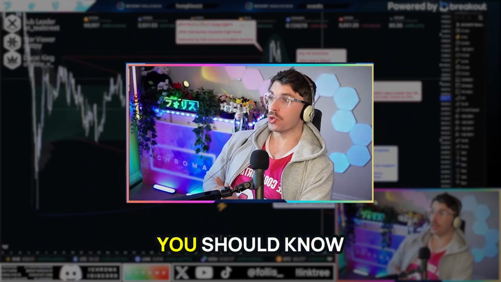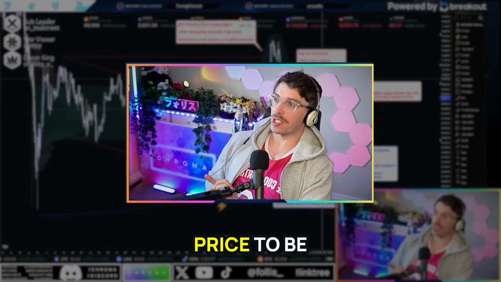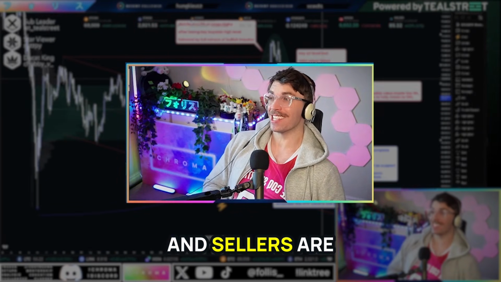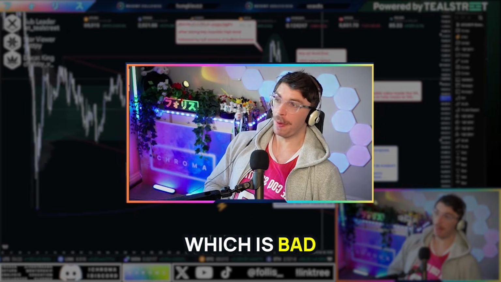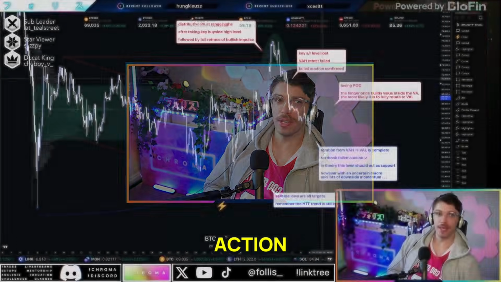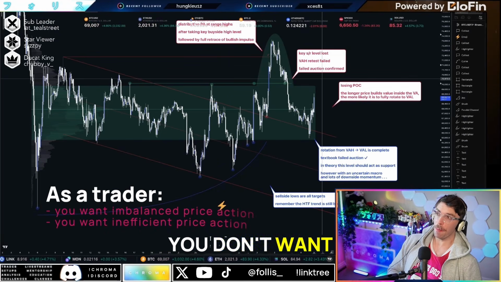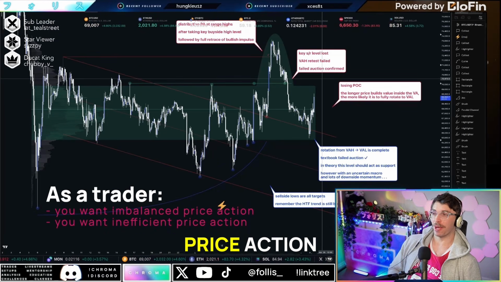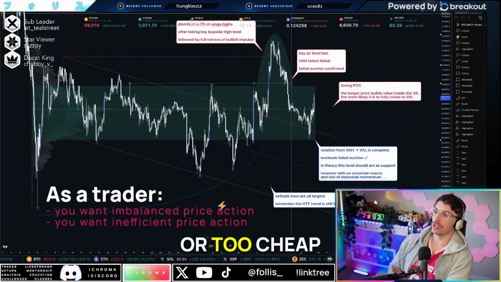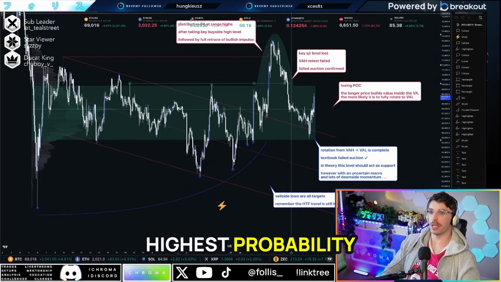As a trader, you should know that you don't want price to be fairly valued, because when price is fairly valued, it means both buyers and sellers are willing to engage with it, which is bad for you because it means choppy price action, it means hard to read price action, it means balanced price action. You don't want balanced price action, you want imbalanced price action. You want inefficient price action. You want prices that are either too expensive or too cheap, right? Because those will give you the highest probability trades.